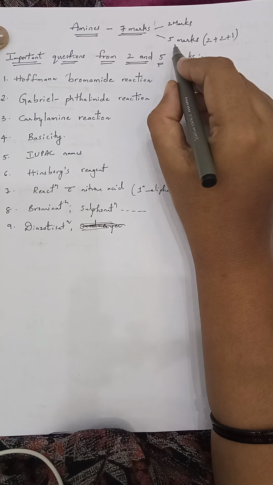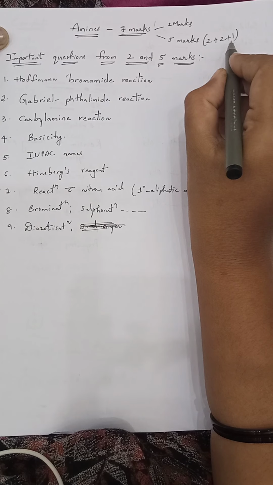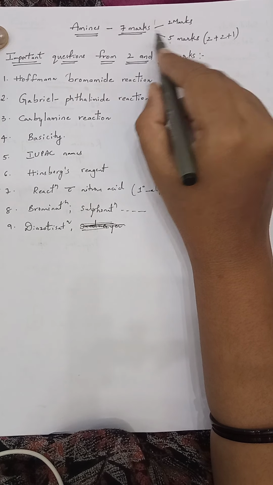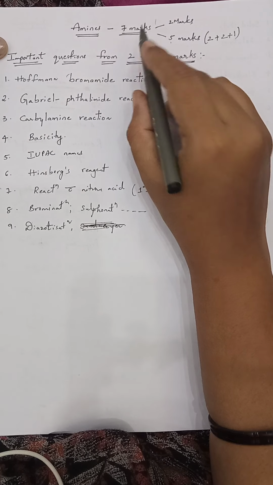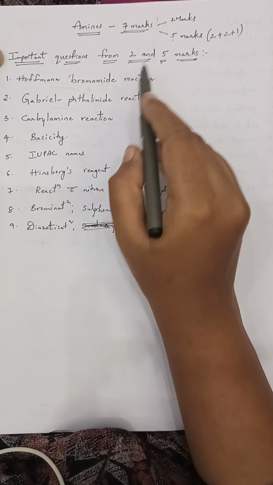In this manner there is a chance to ask a 5-mark question. That means two 2-mark questions and one 1-mark question. Totally 2 plus 5, it is of 7 marks. We'll see important questions for both 2 marks and 5 marks.